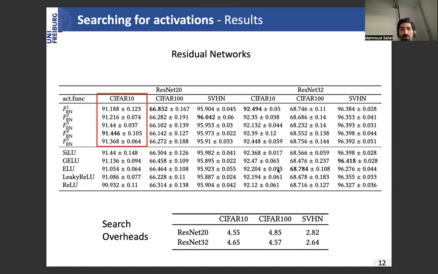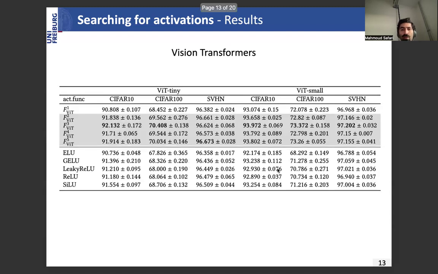This table shows the search overheads, that is the ratio of the search time to evaluation time of the default ReLU activation, and the overhead is always equivalent to less than 5 function evaluations, demonstrating the efficiency of our method. We repeat the experiment for the ViT architecture, searching on ViT Tiny on CIFAR10. You can see here that 4 out of 5 activations outperform all baselines, and this pattern extends to other datasets and the larger variant ViT Small.